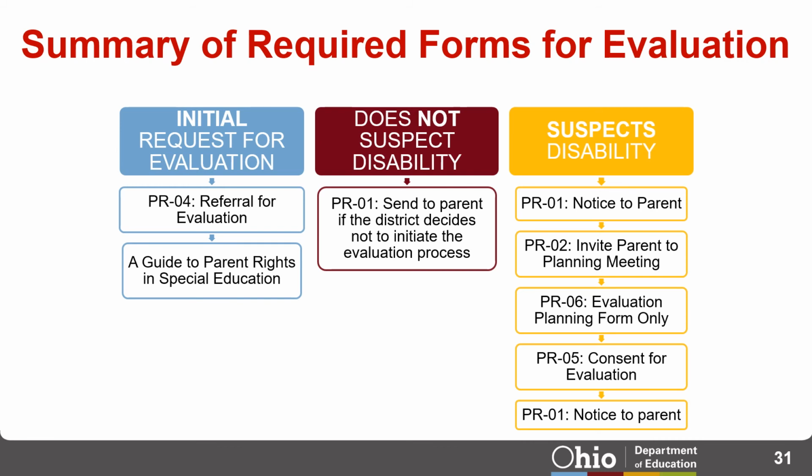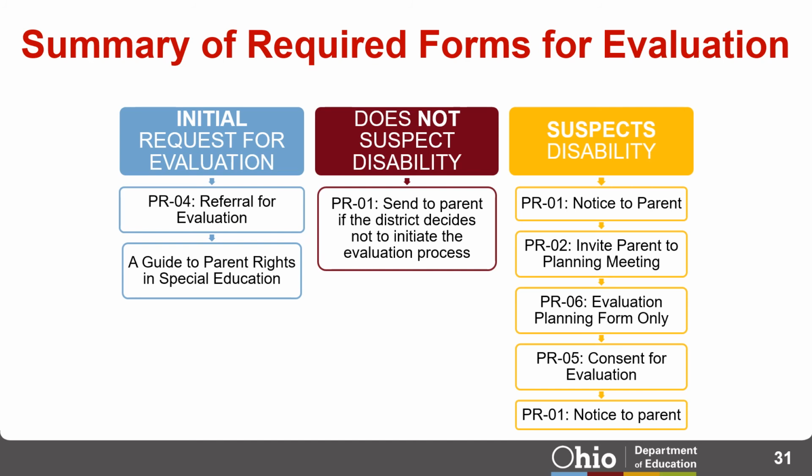These are the forms required throughout the evaluation process. Initial request for evaluation begins 30-day timeline. PRO4, Referral for Evaluation, is completed by the district team. A Guide to Parent Rights in Special Education Procedural Safeguards Notice provided to parents. If district does not suspect a disability, within 30 days of request for evaluation, PRO1 prior written notice to parents must be sent to the parents if the district decides not to initiate the evaluation process. The notice needs to state the action and the reason the district refuses to initiate an evaluation.